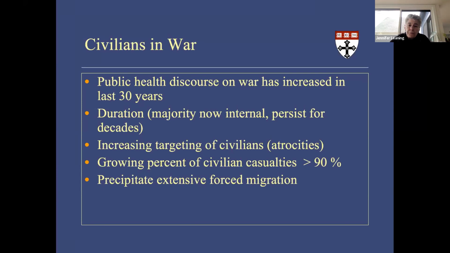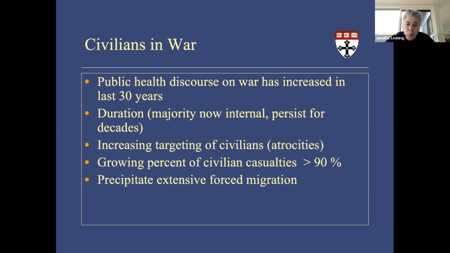So the international attention now in the war in Ukraine, I think, is doing, if there's anything positive about it, the international attention has accelerated a world understanding about the impact of war on civilians and civilian infrastructure. One of the reasons that the public health discourse on war has increased is that there's increasing targeting of civilians in these internal wars and commission of atrocities, which we can get into in the discussion. And a growing percent of civilian casualties over the last 100 years has become astonishing. Definitely over 90% of casualties in war now are not military, but they're civilian. And that has real implications for public health, for what physicians and other medical professionals attempt to do in this context, and in terms of the prospects for post-conflict rebuilding and reconciliation.